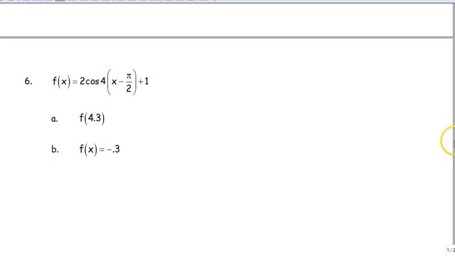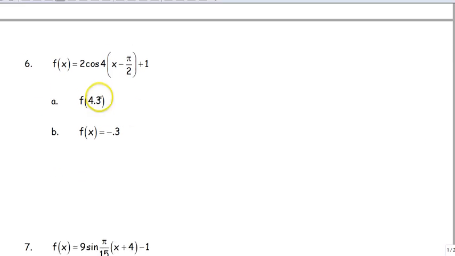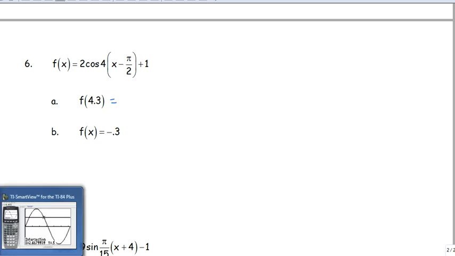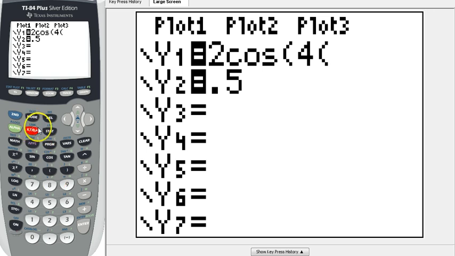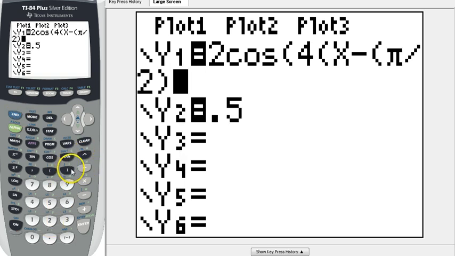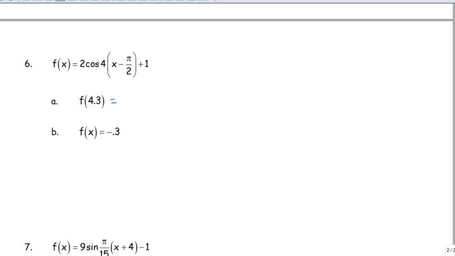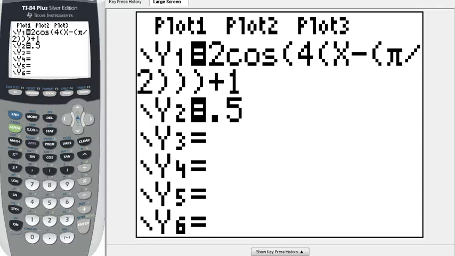Before you do anything, well, I guess you can do part A whenever you want, because it has nothing to do with part B. So if you want to do part A and just get that done with, you can. Let's type in this function. So we have 2 cosine of 4 parentheses x minus pi over 2, close all that out, and then plus 1 I believe is the problem. Let me just double check that. Yeah, so get that in there.